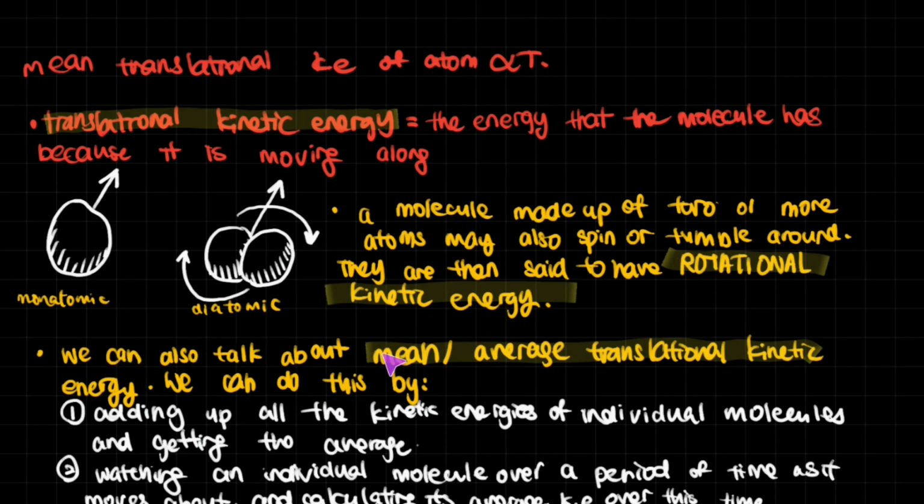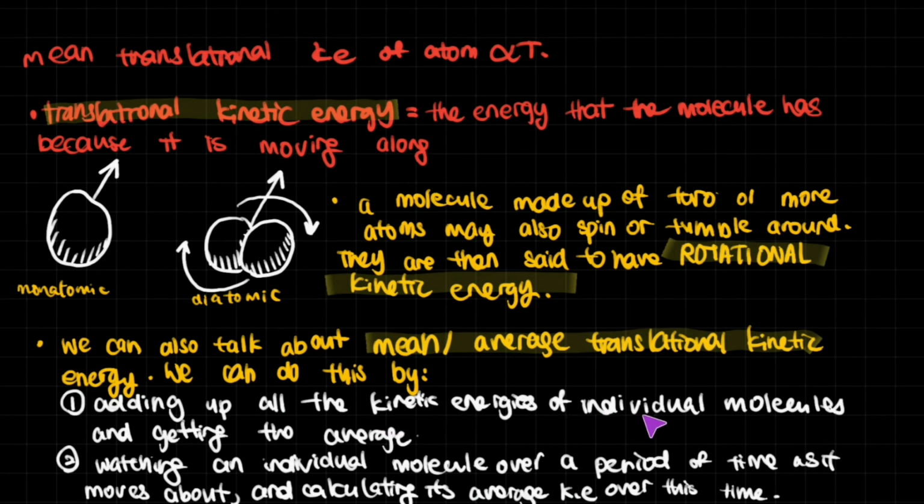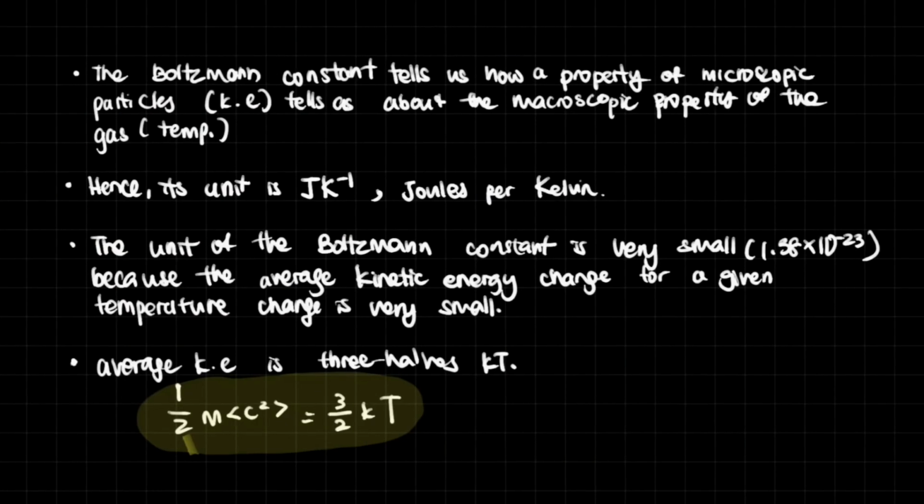We can also talk about the mean or the average translational kinetic energy. We can do this by adding up all of the kinetic energies of individual molecules and getting the average, or watching an individual molecule over a period of time as it moves about and calculating its average kinetic energy over this time. Because it's going to go through different speeds during a certain period of time, we can just take a look at an individual molecule and use it as a representative as well.